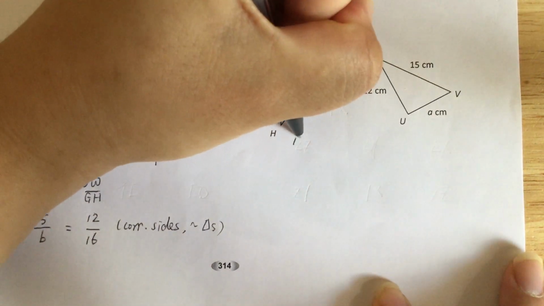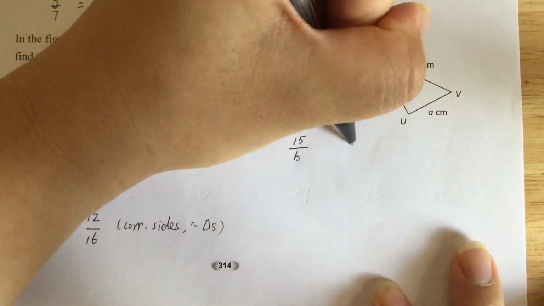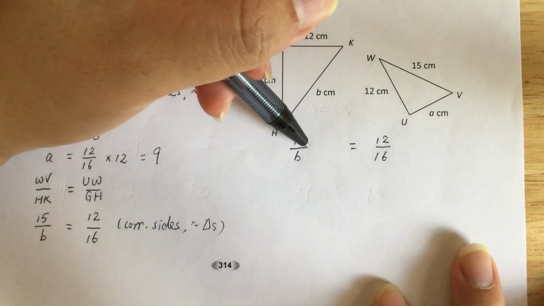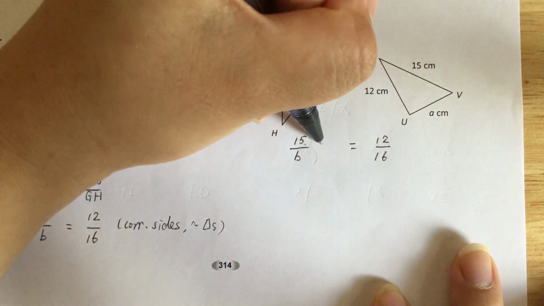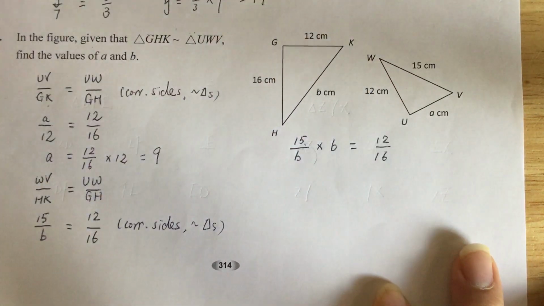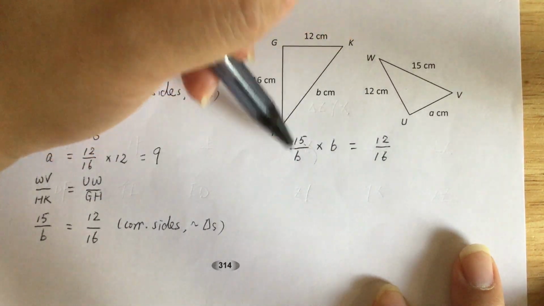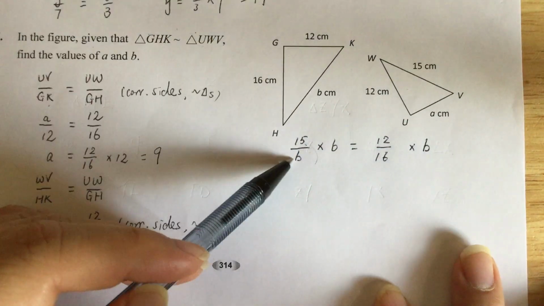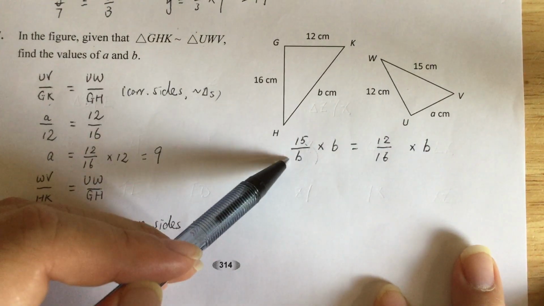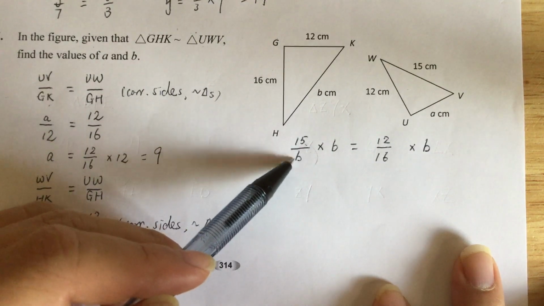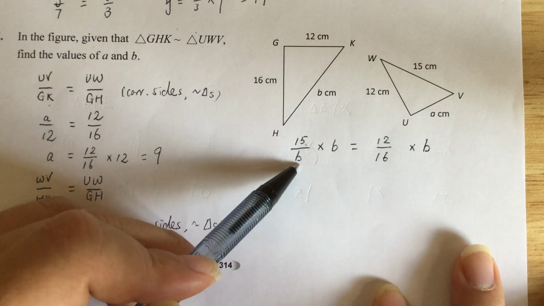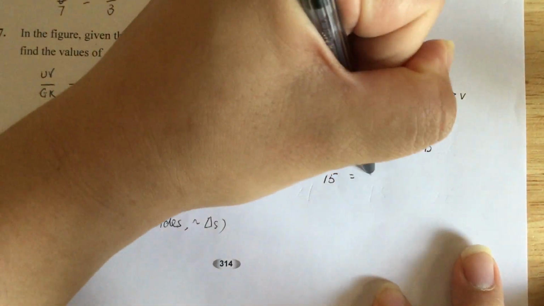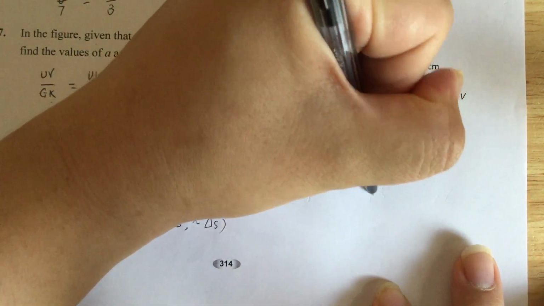Okay, now we have 15 over b equals 12 over 16 here. So you will see b is in the denominator here. So we will times b here. If you times b for the left hand side, you will times b for the right hand side. We want to move away the denominator because I don't want to find something where the denominator is the unknown. So we times b here. So we have 15 equals 12b over 16.